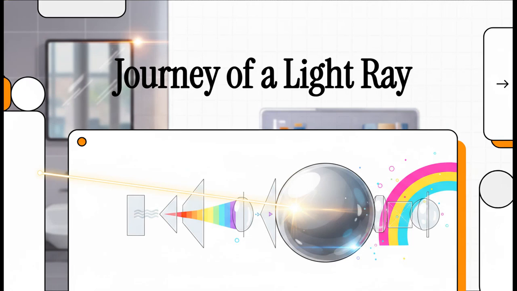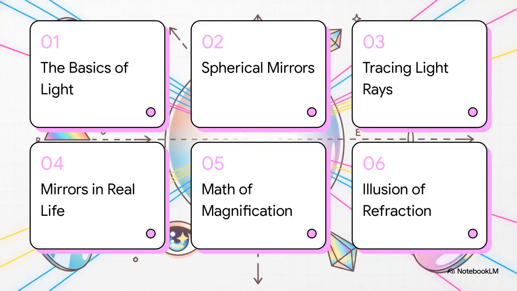Today we're going to completely demystify the fascinating physics of light. I mean, we rely on light to see absolutely everything around us, right? From the reflection in your bathroom mirror to the majestic colors of a rainbow. But how exactly does it behave when it hits a curved surface? Well, we are going to trace the incredibly clear, structured journey of a single light ray to find out exactly how it all works.